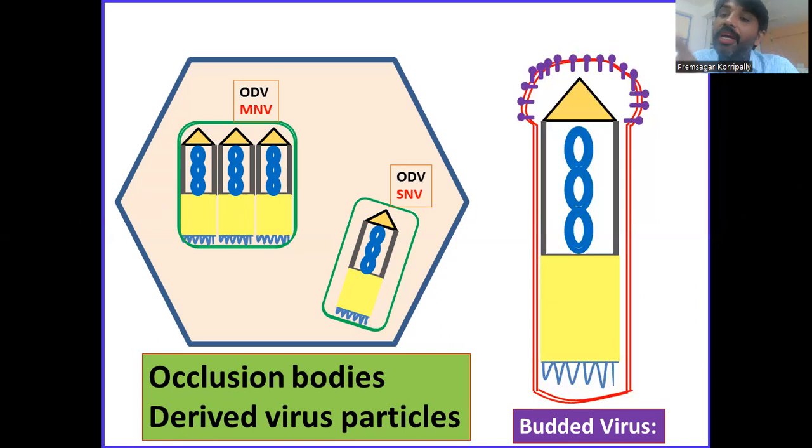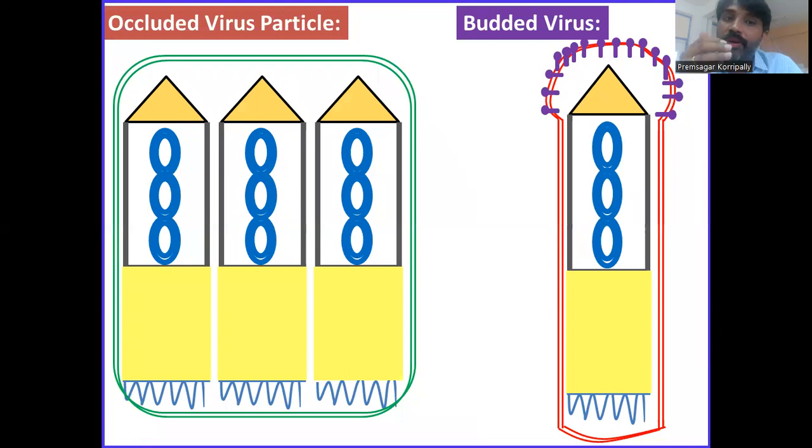You got my point? In the next slide, we will see the different parts of the occluded derived virus particle and budded virus particle. Here we have a comparison. So these are called peplomers. Peplomers on the head of the budded virus particle, and then there is a cap.